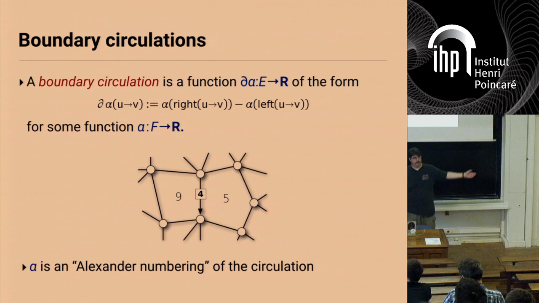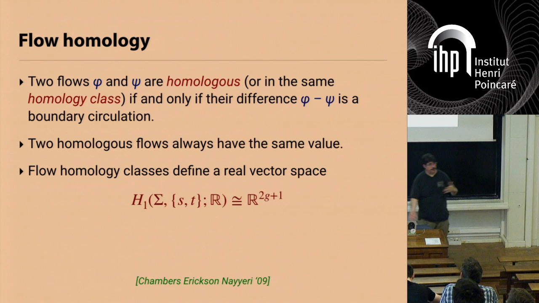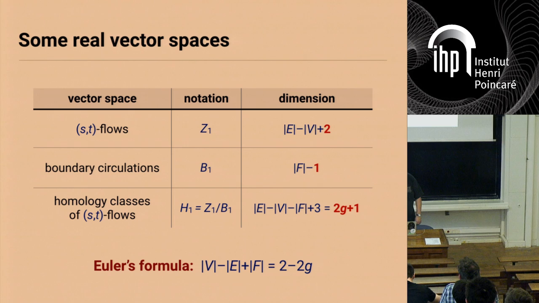If you think of the face numbers as an Alexander numbering, you can think of the circulation as the curve that that Alexander numbering is defined for. Except now they're real numbers instead of just integers, and they can differ by more than one. Two flows are homologous if their difference is a boundary circulation. This is the real analog of two subgraphs are homologous if their symmetric difference is a boundary subgraph. And so I get a real vector space. It has 2g plus 1 dimensions, again by the same parameter counting. In this case, I have to switch which time I'm subtracting 1 and which time I'm adding 2. But it's basically the same calculation as before.